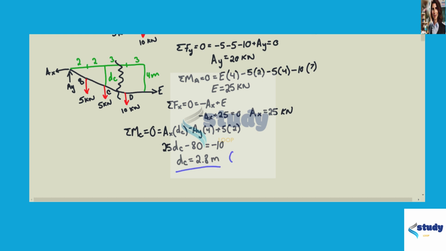Now for part B, we already know what AY and AX equal, so we can go ahead and solve for the total reaction of A. So A is the square root of AX plus AY squared, both squared. Plug in the values that we obtained earlier, we will get 32 kilonewtons.